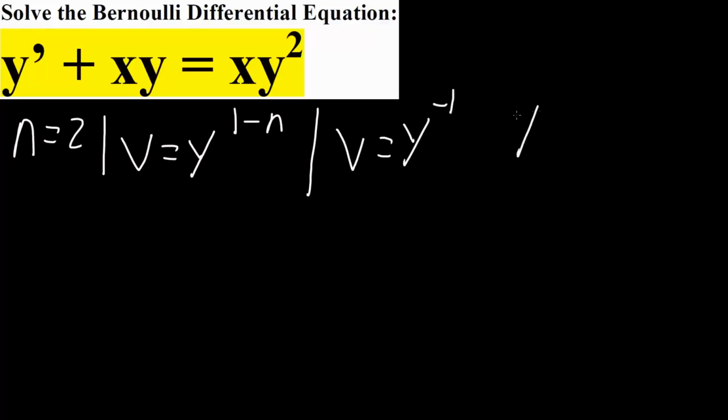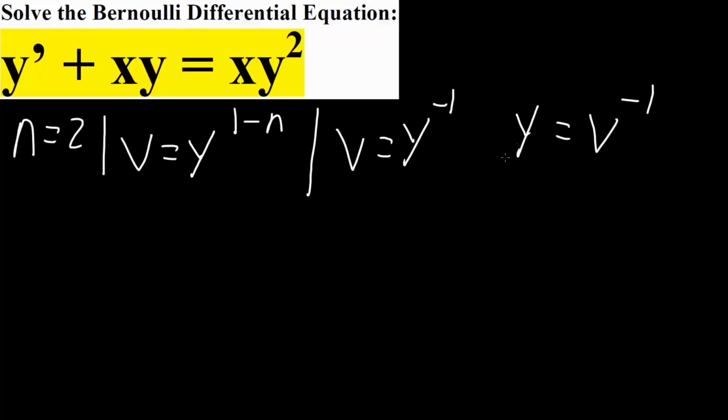It's v is equal to y raised to 1 minus n, where n is this number. And so for us, our v would be v is equal to y raised to 1 minus 2, which is negative 1. But we can also say that y is equal to v raised to negative 1, because if we raise this to the power of negative 1, we'll also have to put 1 times negative 1 here. So we could say that y is equal to v raised to negative 1.